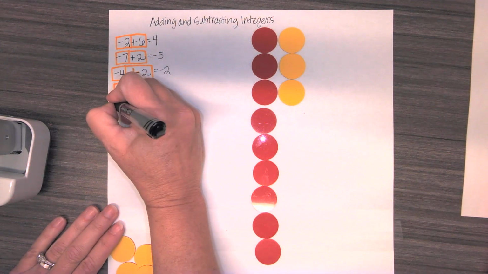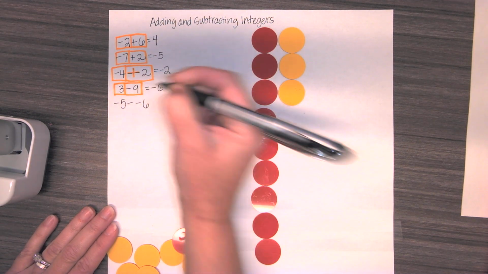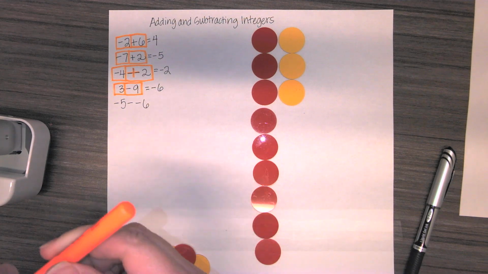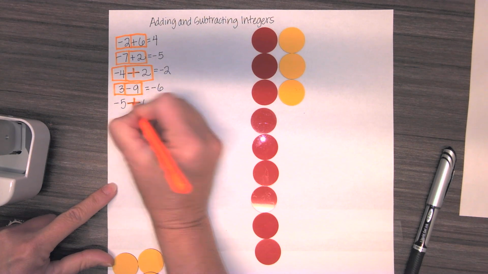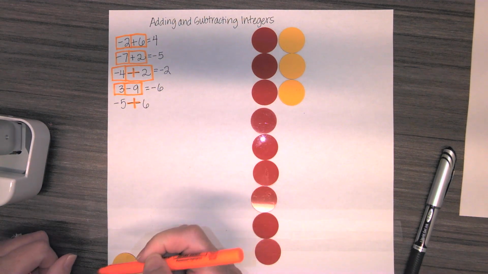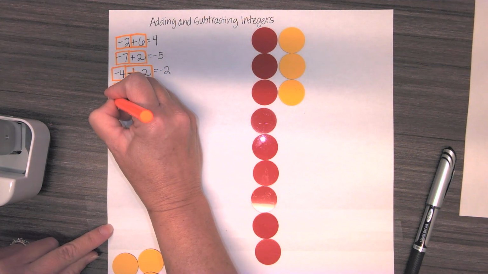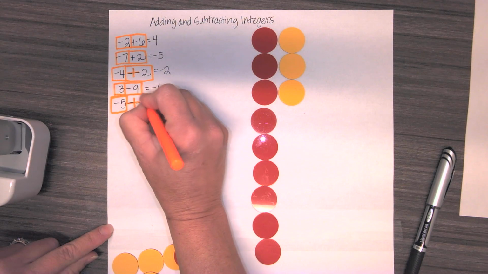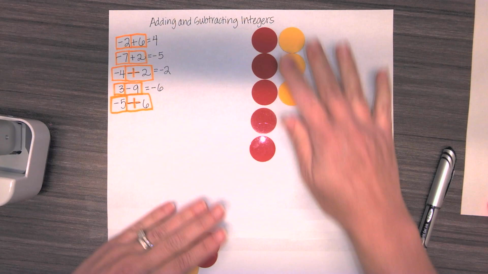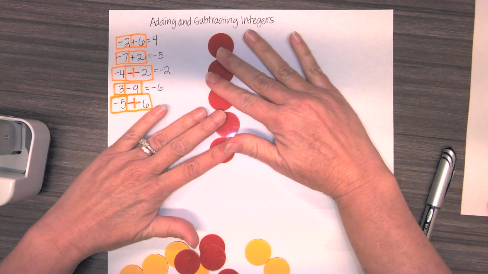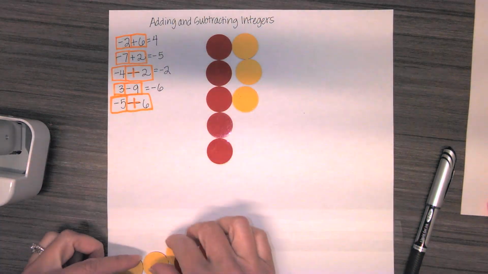All right, there's 2 more like this. -5 minus -6. Okay, again, as soon as you see that minus negative becomes plus. All right, once you've done that, then you can examine what 2 numbers you're combining. Okay, we're combining a -5 and a +6. All right, a -5 means I need 5 reds, and then I need 6 yellows for my +6.